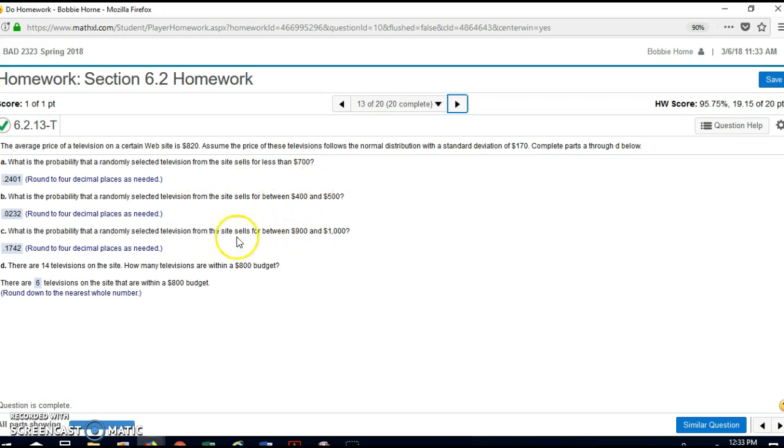These are similar calculations, but let's look at D. There are 14 televisions on the site. How many televisions are within a $800 budget?